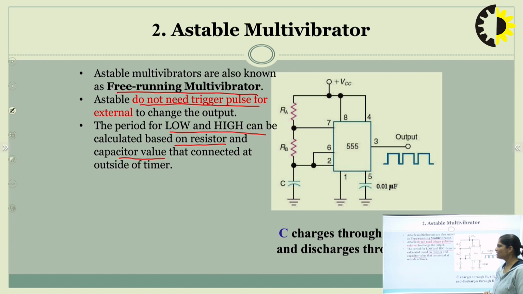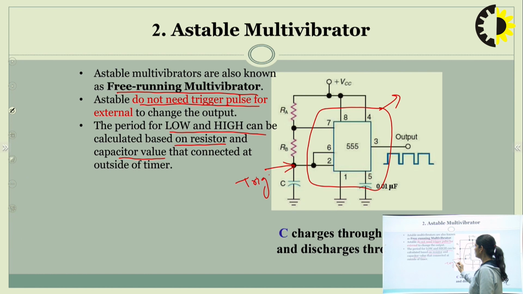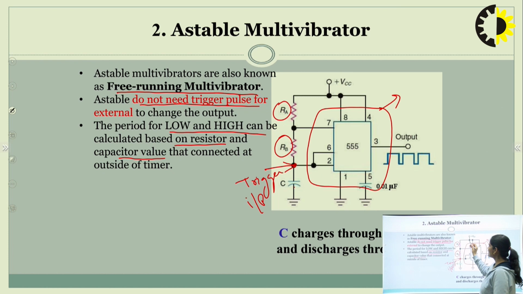This is the same IC 555 timer. What is the difference between the monostable and astable multivibrator using 555 timer IC? In the monostable multivibrator, we have to give the trigger input at pin number 2. But here there is no need to give it. It is connected to this capacitor. And here two resistances are connected, represented as RA and RB. RA is connected in between VCC and pin number 7, and RB is connected in between pin number 7 and pin number 2.